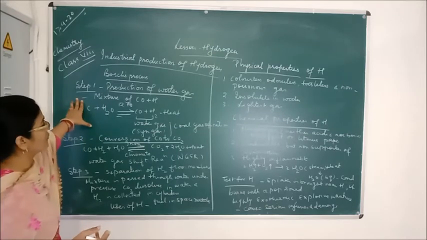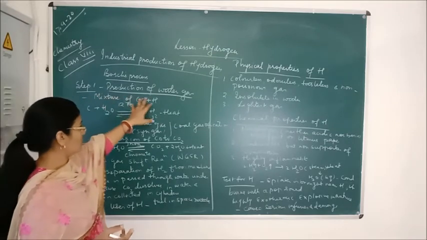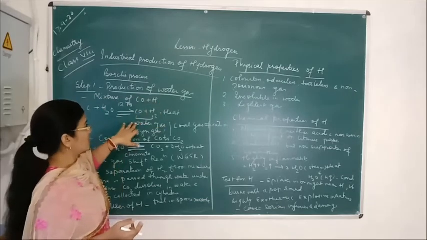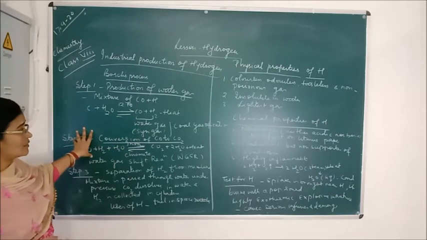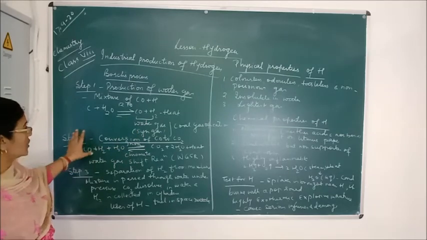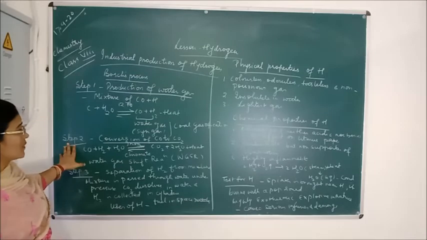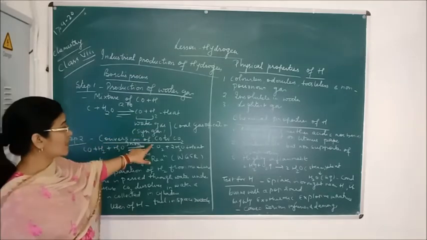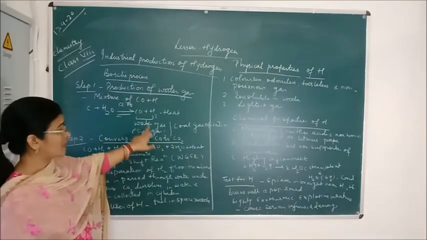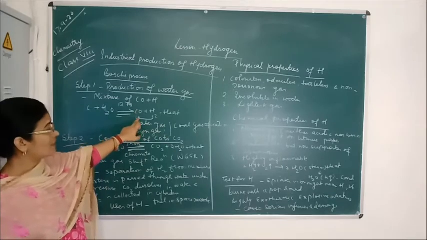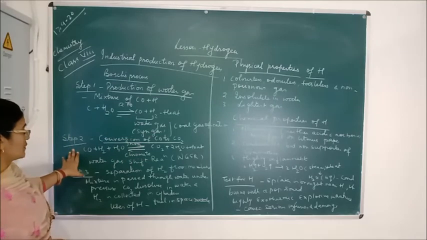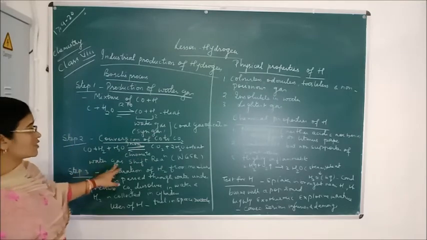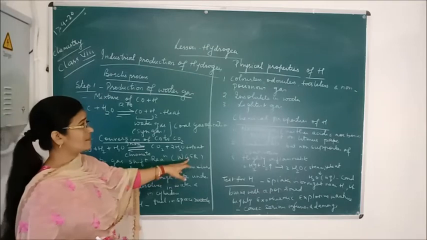In the first step, again I want to repeat, there is a production of water gas, that is a mixture of carbon monoxide and hydrogen, and this process is called coal gasification. And in step 2, there is conversion of carbon monoxide to carbon dioxide. Carbon monoxide is formed in the first step. Now it is converted into carbon dioxide, and this whole reaction is called the water gas shift reaction, that is WGSR.